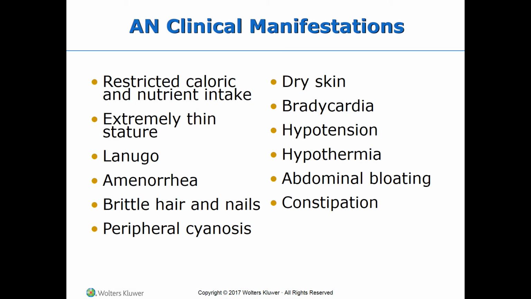So clinical manifestations will be a restricted caloric and nutrient intake, and the person will have an extremely thin stature, lanugo, which is very thin hair that looks like the hair that babies have when they are born. The person will have amenorrhea because of the lack of secretion of FSH and LH by the pituitary gland. The person will have hair that is very thin and brittle, and also peripheral cyanosis because of anemia. The person will also have dry skin, bradycardia, hypotension, hypothermia, abdominal bloating, and constipation.